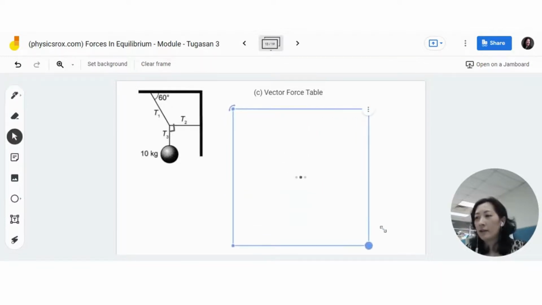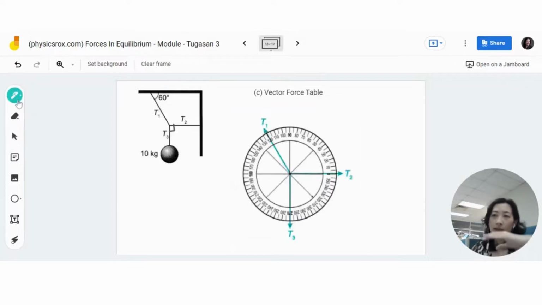Taking the angle of 0 as the horizontal, T2 is directly from the center out to the horizontal. T1 is 60 degrees from the horizontal, right? Which means that if you take the Z rule, you measure 60 out here, and that's how you can get T1. And T3 is vertically downwards, and that's how you get the answer for this question's vector force table diagram.